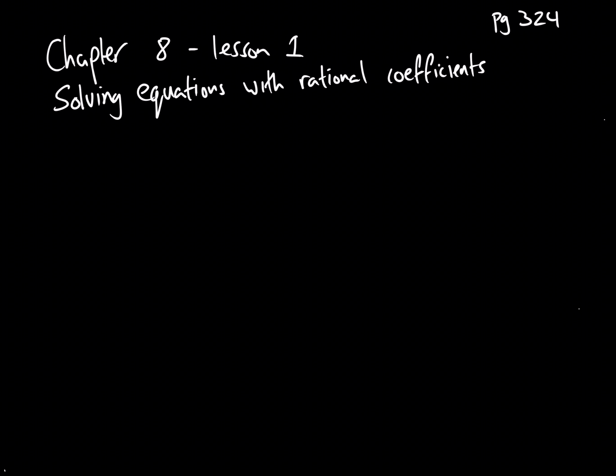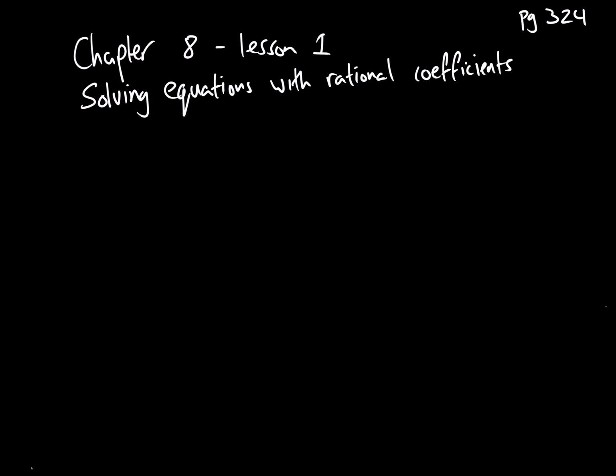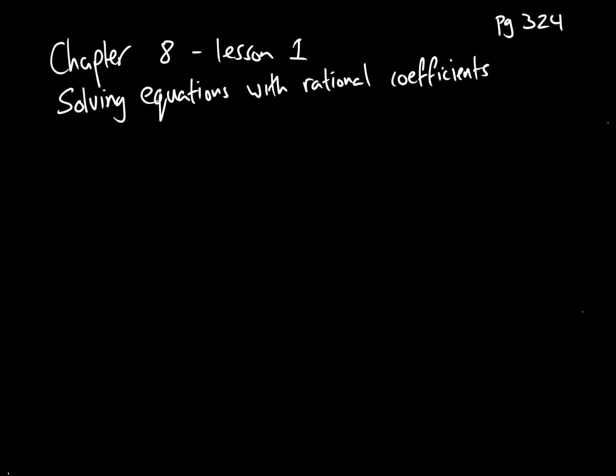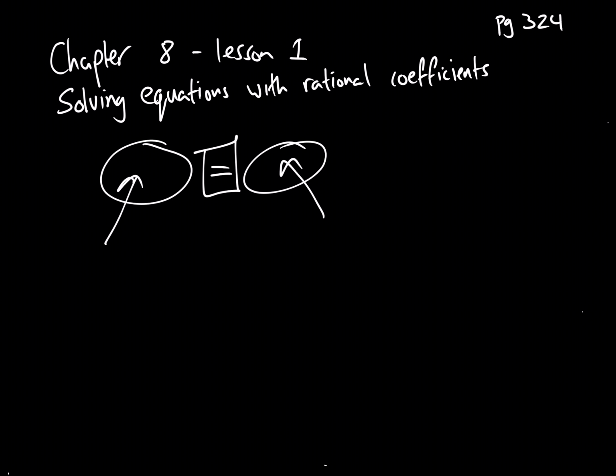We're looking at chapter 8, lesson 1, which is about solving equations with rational coefficients. Now, what we need to do here is understand that when we have an equation, we have two sides next to an equals. We have this side and this side, and they are both equal to each other. So whatever you do to this side, you must do the same to this side, and it stays the same. You can find an example of this on page 324 of your book.